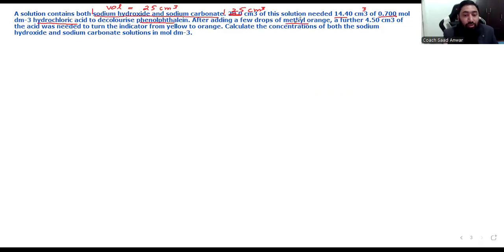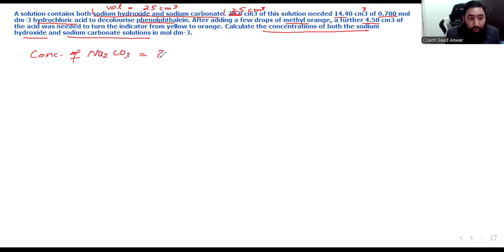So now we are talking about the second stage. A further 4.50 cm cube of the acid was needed to neutralise. Calculate the concentration of sodium hydroxide and the concentration of sodium carbonate. I will calculate the concentration of sodium carbonate first. Now, concentration is equal to moles upon volume. So I need the moles of sodium carbonate.